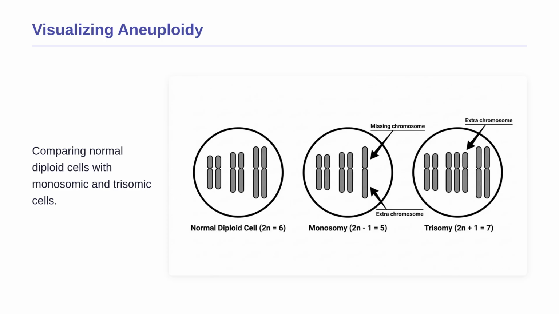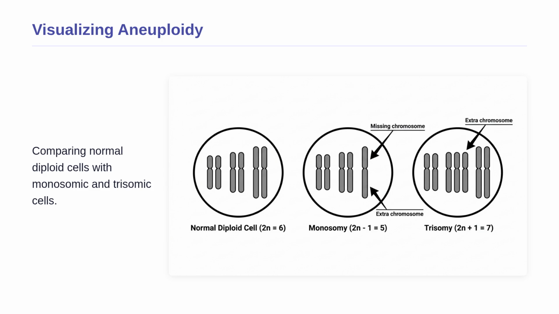To truly grasp these numerical changes, let us look at a visual representation of these chromosomes. On the screen, you are seeing a comparison of 3 different cell types. On the far left is a normal diploid cell with a total of 6 chromosomes arranged neatly in 3 pairs. In the middle, we see a cell exhibiting monosomy. Notice how the 3rd pair is incomplete. It is missing a chromosome, bringing the total count down to 5.